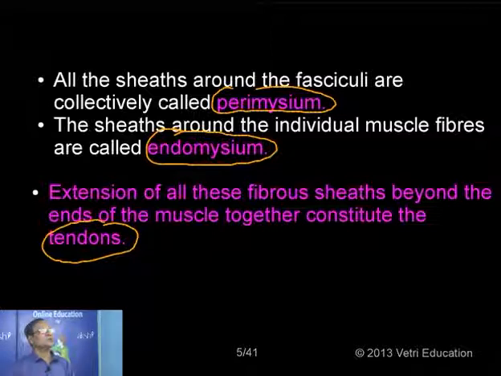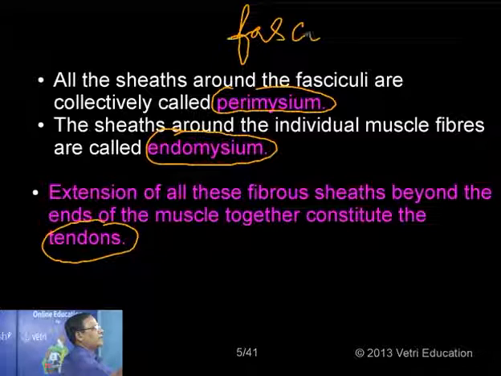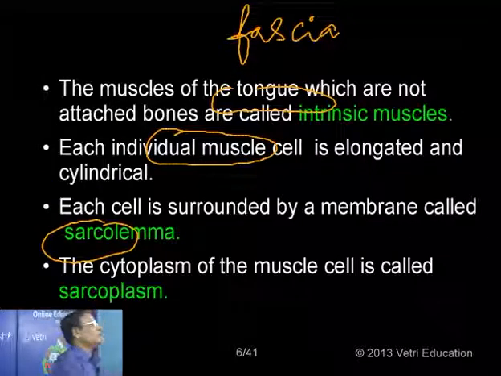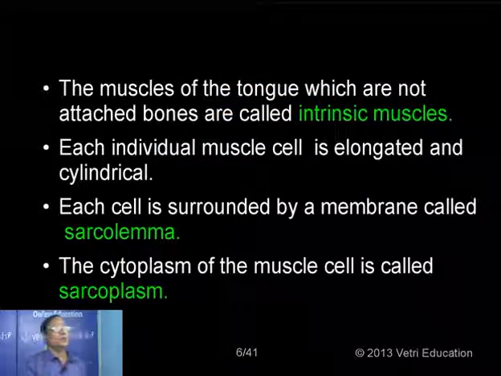There is also another structure, what we call fascia. This is another structure which connects a muscle with another muscle. So muscle with bone, tendons. Bone with bone, the ligaments. A muscle with muscle is connected by another structure, what is called fascia. So fascia connects one muscle with another muscle. That's a peculiar structure.